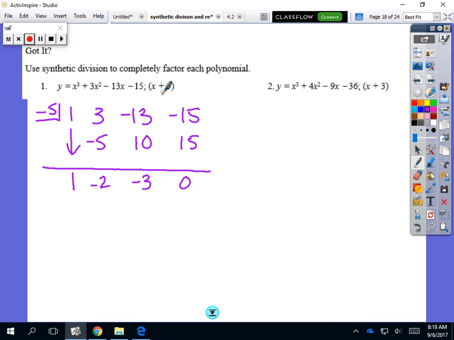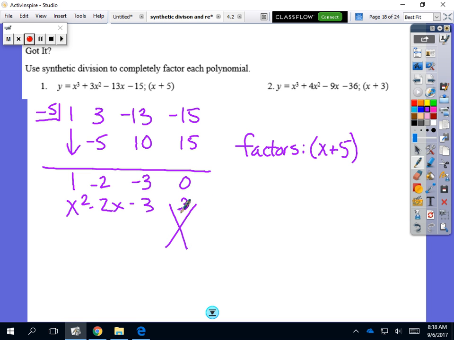So far I know that x plus 5 is a factor. But if I factor this, which would be x squared minus 2x minus 3, if I can factor this, then I know I have two more factors. So let's see, factors of -3 that add to -2. That means -3 times 1, so x minus 3, x plus 1. So my other two factors are x minus 3 and x plus 1.